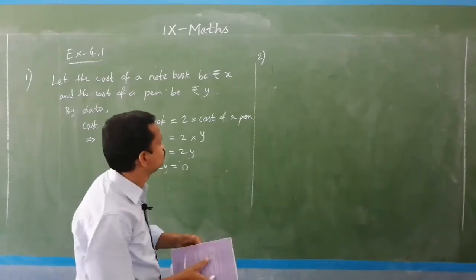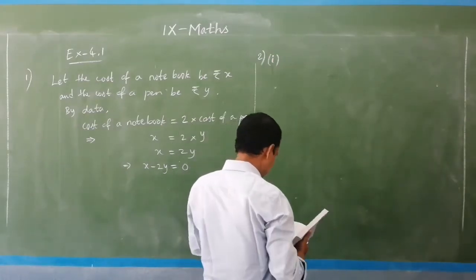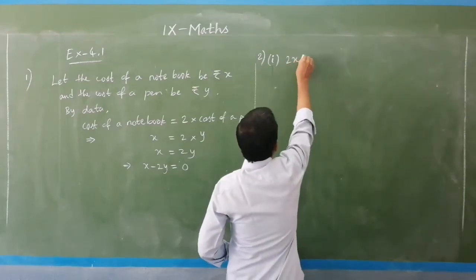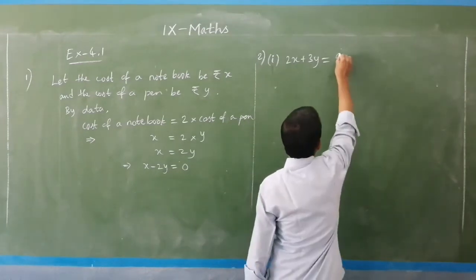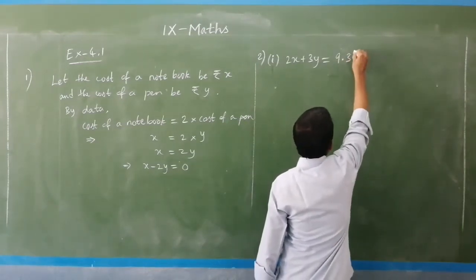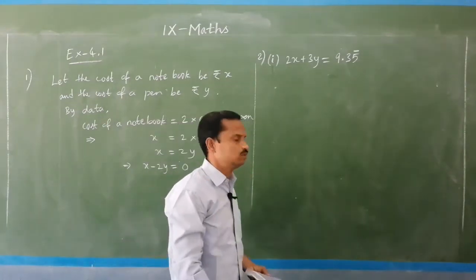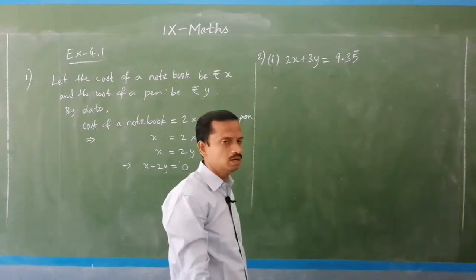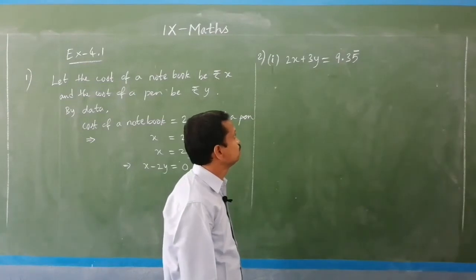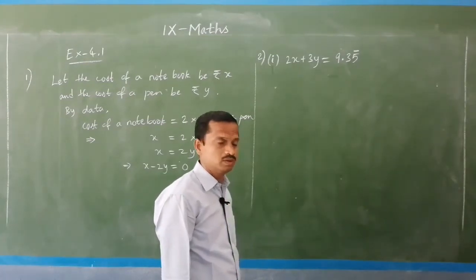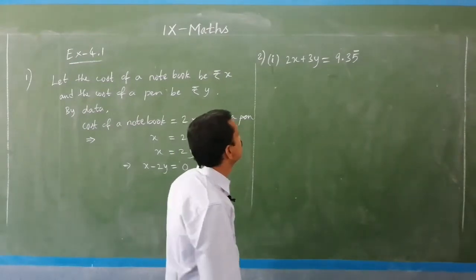Okay. So, first option we will take. It is given 2x plus 3y is equal to 9.35 bar. 9.35 bar is also a number, a decimal number. In the first chapter, we have seen the number system. 9.35 bar means 9.35555, like that it goes. But don't worry about that. You just take it as 9.35 bar.